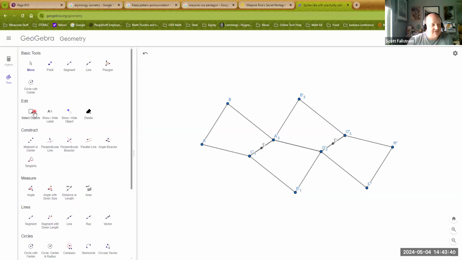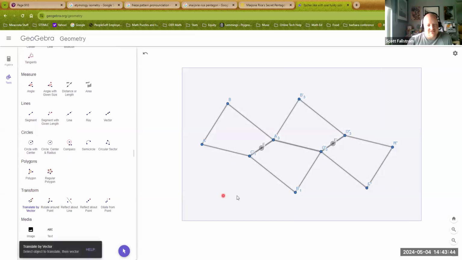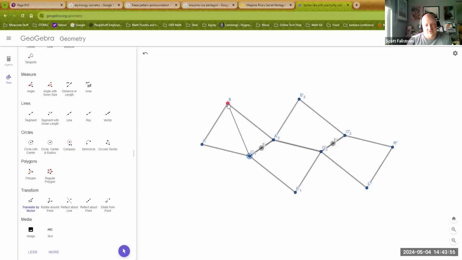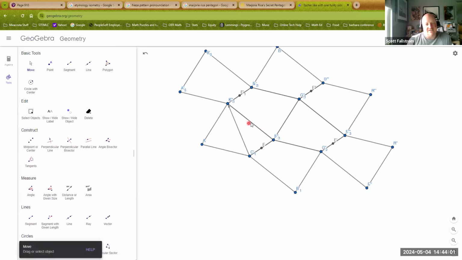So let's do that again. Select all objects and come down and translate by a vector. This time I'm going to go from point C, which became in here, is kind of where this piece wedges up. Well, that piece is wedged up here. So I need to go from C to B. Boom.